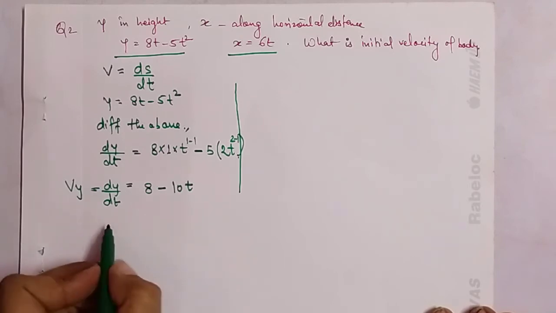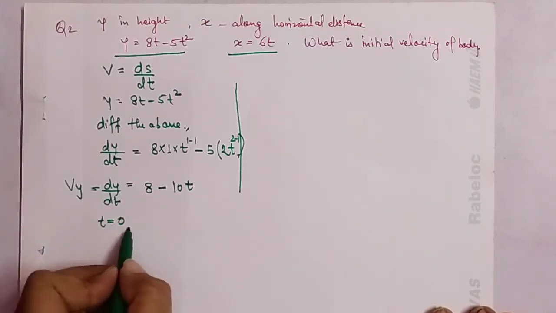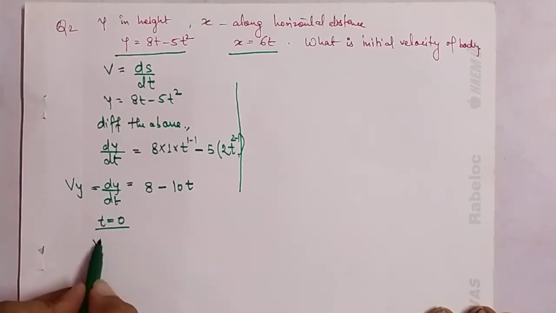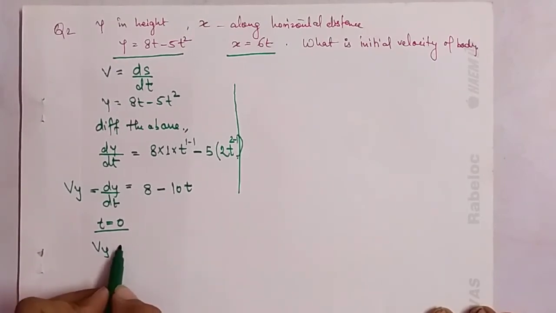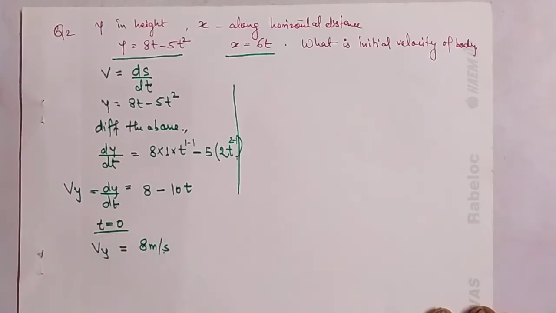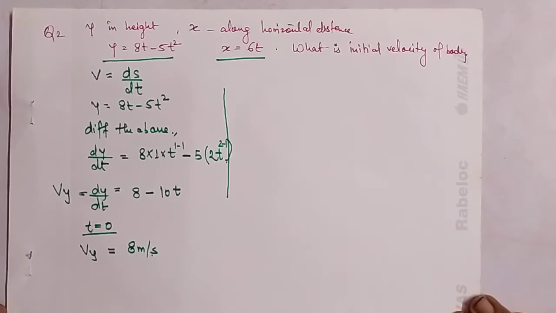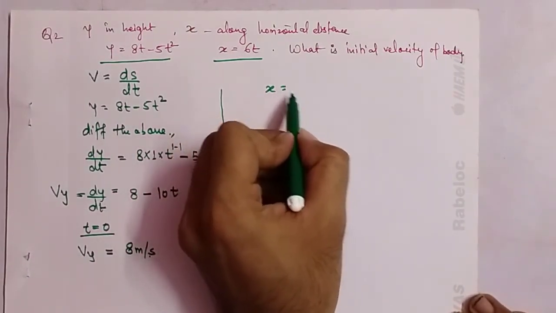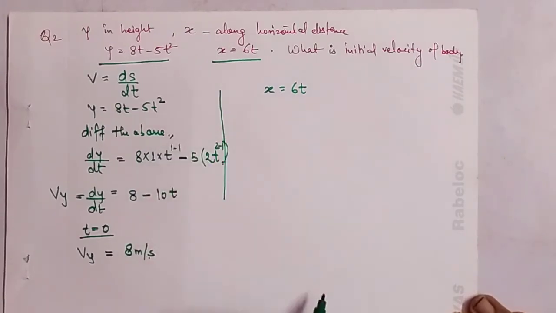So initial velocity means when your time was 0, then what was your velocity. So let's put the time 0, so that will be Vy initial, that will be only 8 meter per second. Okay, all right, now we have dealt with the y-axis. Now let's come to the x-axis. So on the x-axis we have x equal to 6t.